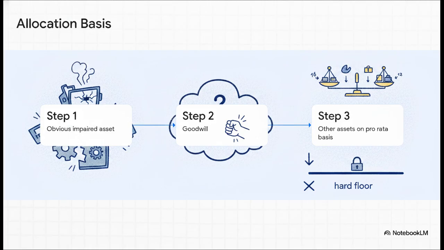Now, if your CGU does take an impairment loss, you don't just spread that loss around randomly. You have to follow a strict 3-step hierarchy. Step 1, if there's an obviously impaired asset, like a piece of equipment that is completely totaled, you write that down first. Step 2, you wipe out the Goodwill. Goodwill always takes the hit early because it's the most intangible and subjective asset. Step 3, if there's still a loss left over to distribute, you allocate it to all the other assets in the CGU on a pro rata basis using their carrying values. But there is a massive rule to remember here. You can never reduce an individual asset's carrying amount below its fair value less cost to sell, its value in use, or zero. It's a hard floor to stop you from pushing an asset into negative territory.